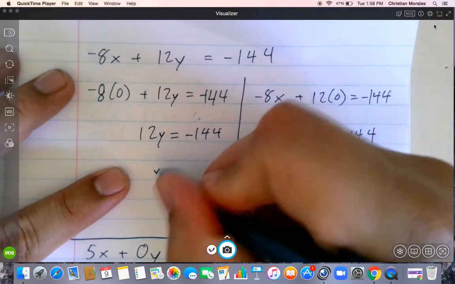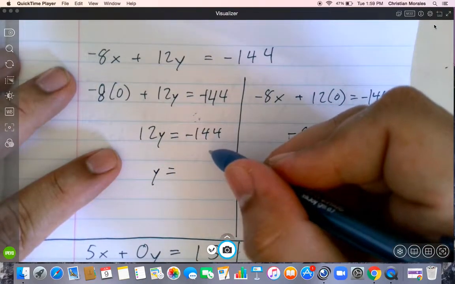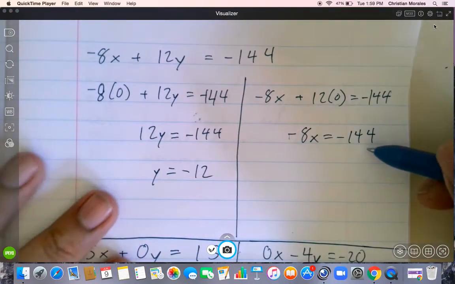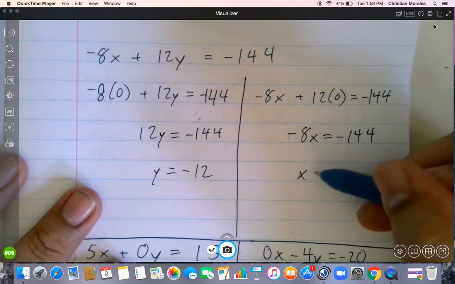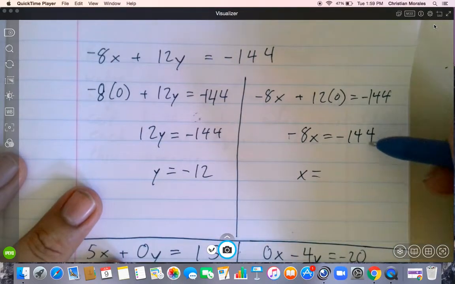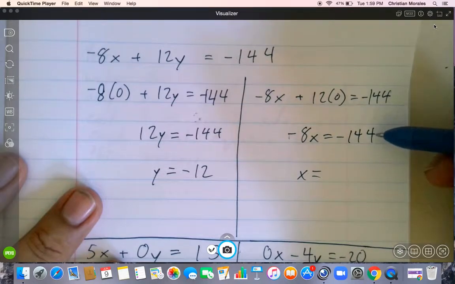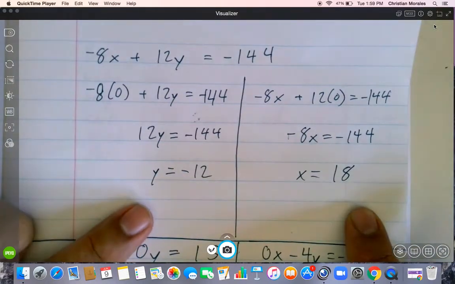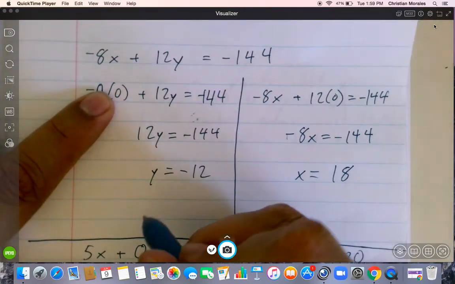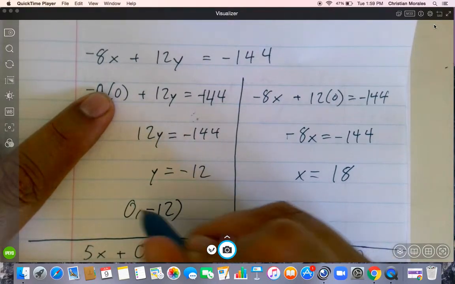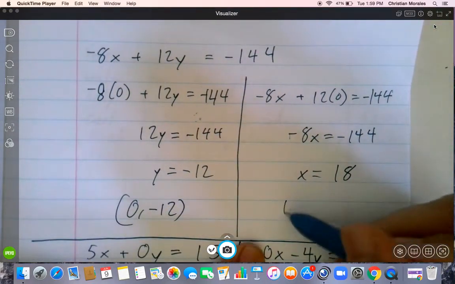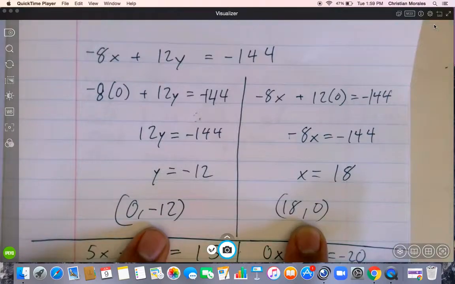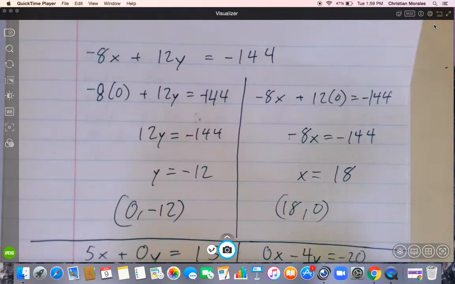So in this case, when I divide both sides by 12 because of inverse operations, right, you're going to get negative 12. If you divide this by 8, you're going to get positive, let's see, 144. You're going to get 18, positive 18. And then if you wrote these as coordinates, x is 0, y is negative 12. That is your y-intercept. Here, when you plug in 18, you get 0 for y, and those are your 2 intercepts. Now you can graph it. You can take those 2 points and graph it.